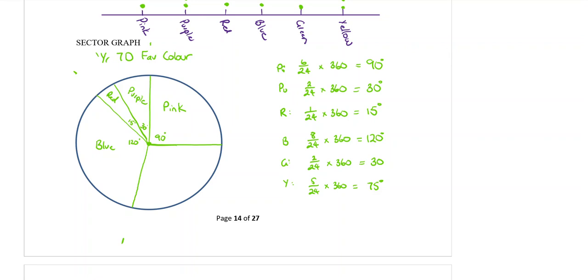And green is 30. Lined up, 30 degrees. So that's for green. And then the last one, we're checking it to hopefully make sure that it measures 75. So mine's probably about 72 or 73. So mine's probably a little bit out, but it's pretty close. So that's yellow, 75 degrees.